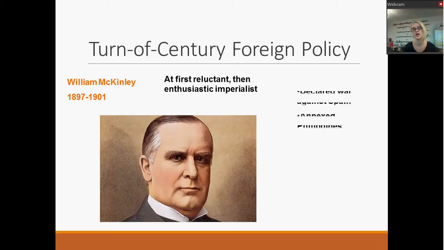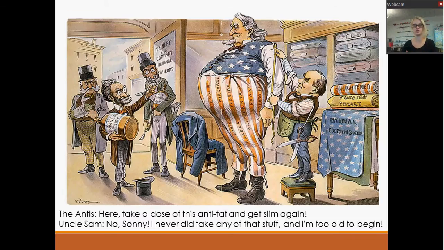Some of the places that he is most known for are his annexation of Hawaii, as I said. He is also the president that declares war on Spain for the Spanish-American War, and at the end of that war, he annexes the Philippines. So like I said, at first he's really reluctant to do these different things, but once he starts, he really gets right into it. You can see on the next couple pages there are some political cartoons here.